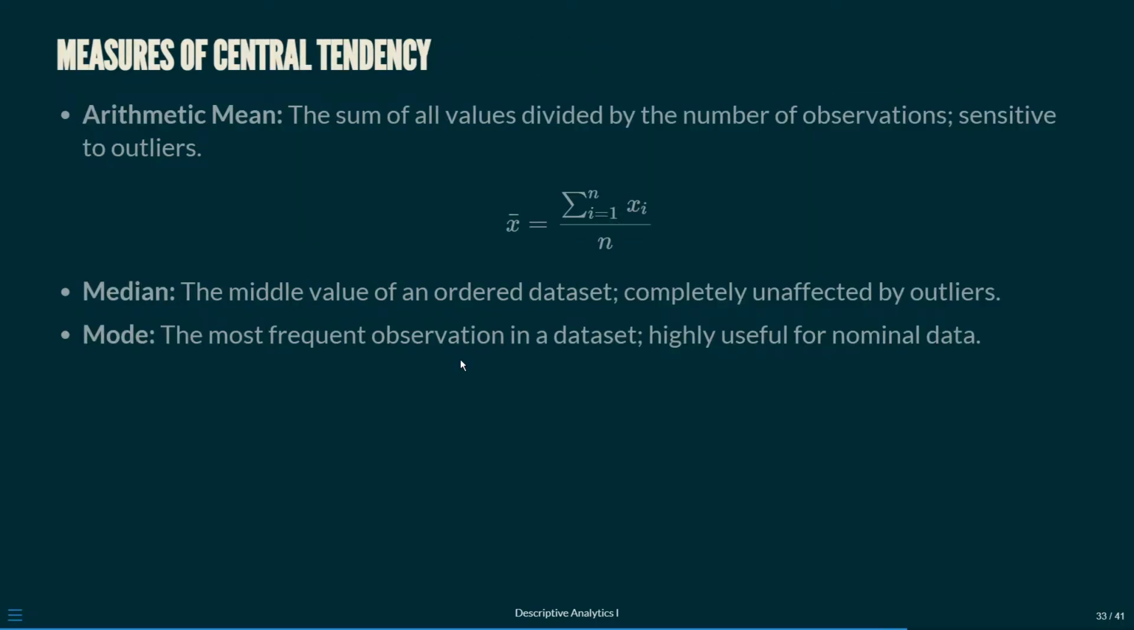Now we have the measures of central tendency. So we have the basics. We have the arithmetic mean, which is the sum of all values divided by the number of observations. But take note that the arithmetic mean is very sensitive to outliers. Now the median is the middle value of an ordered dataset and is completely unaffected by outliers. And the mode is the most frequent observation in a dataset, highly useful for nominal data.